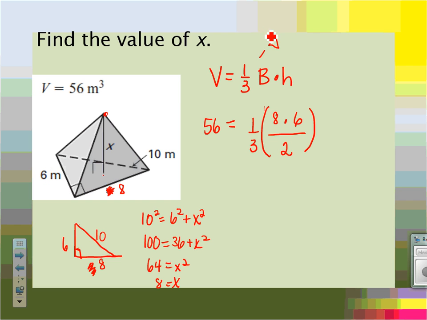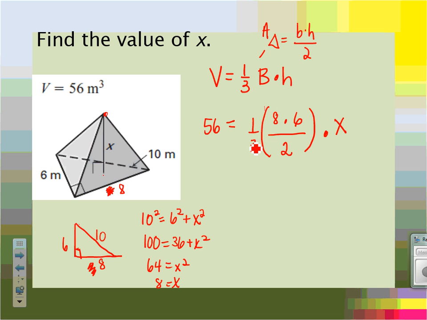Remember, the area of a triangle is base times height divided by 2, times the height of the whole thing, which is x, excuse me. We could call it h if you wanted to, or you could call it x. I'm going to call it x since it was called x here.